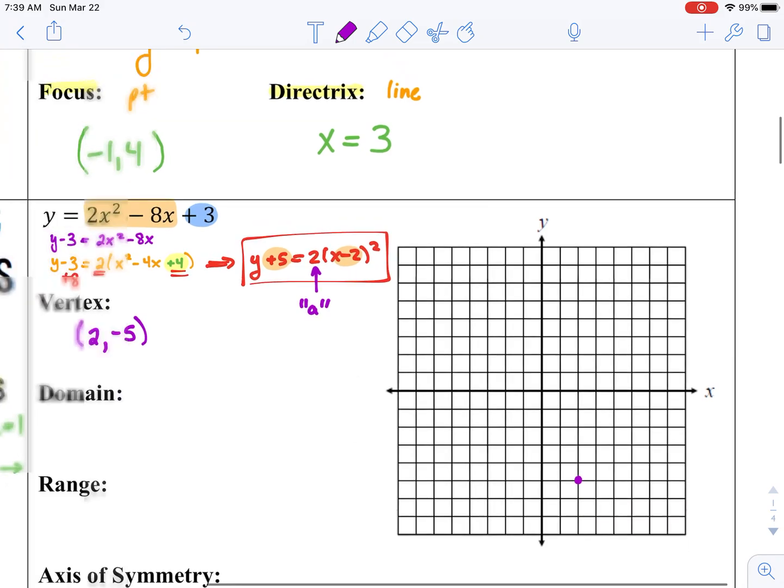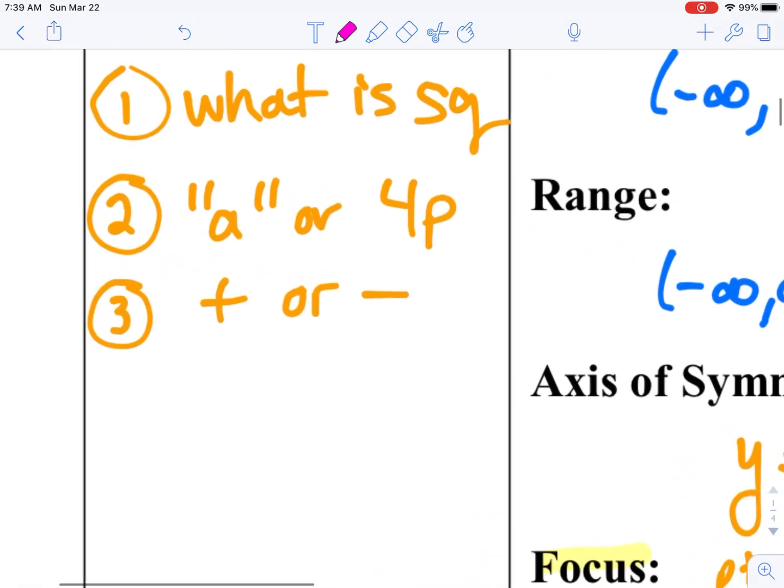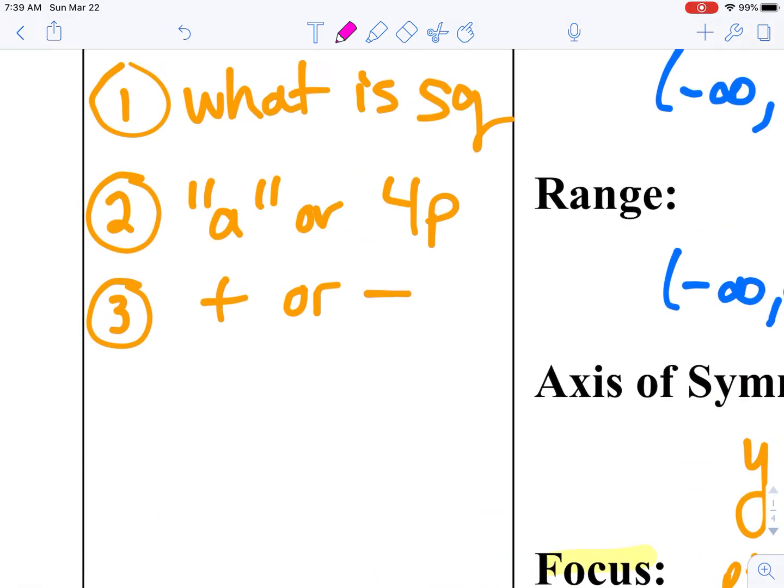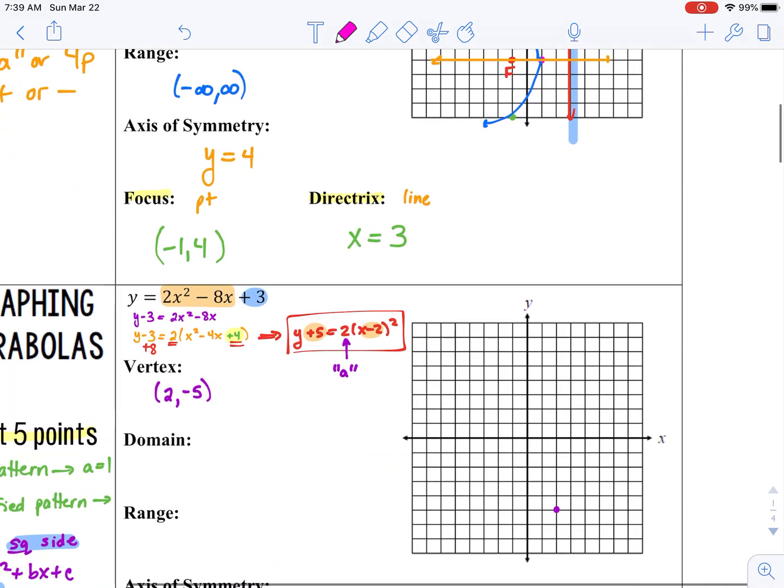And let's also now think about what direction it's going to be opening. And we ask ourselves the same questions we did up here. What is being squared? Is it an A or 4P? And then is it positive or negative?